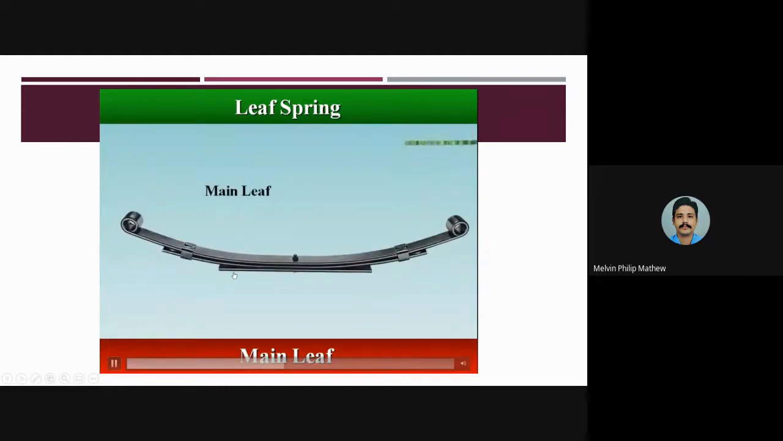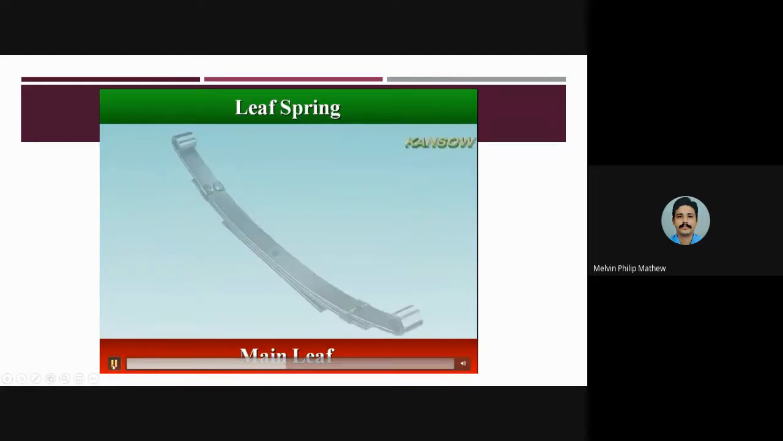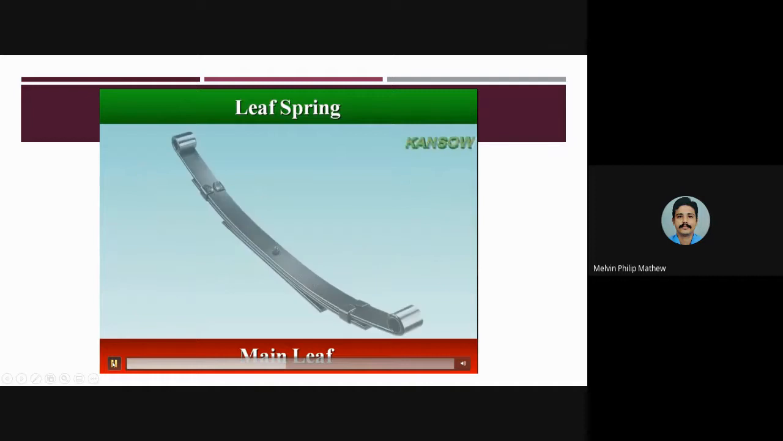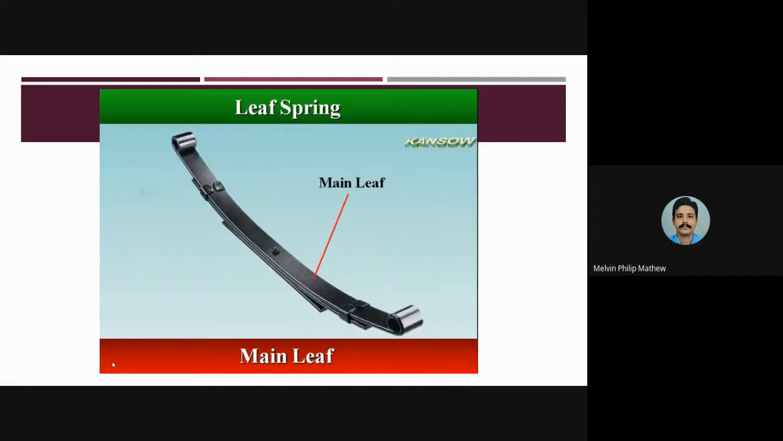The longest leaf, called the main leaf, is rolled at both ends to form eyes. These eyes are used to mount the spring to the frame of the vehicle. So these are the parts that are shown here. The upper part, the longest leaf, is called the main leaf, and the place where the suspension is mounted is known as the eye of the suspension. You can see the eye.